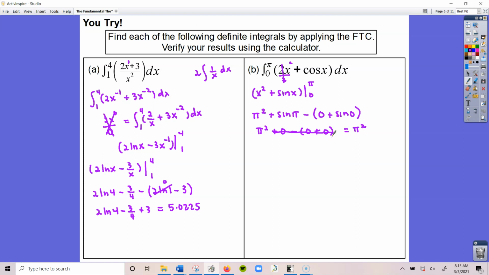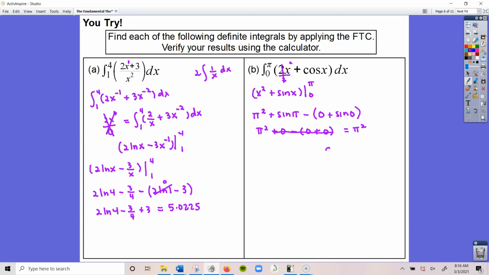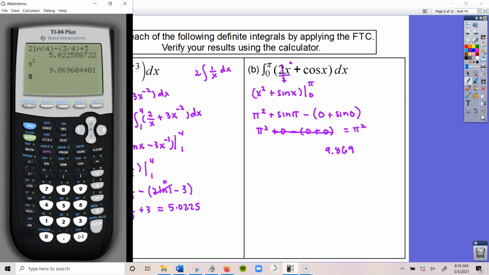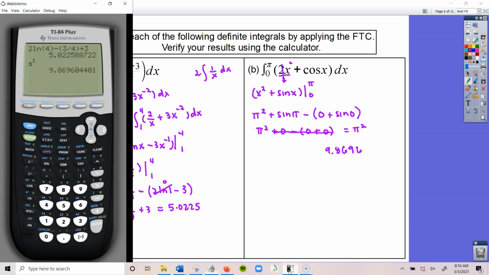So I'm going to do the same thing and get that actual value so we can verify with the calculator. So pi squared is 9.869. I missed that last number, which is 6. Okay, so now we're going to graph and see if we get the same answer. So remember, we input the original function, so 2x plus cosine x. Let's graph it.